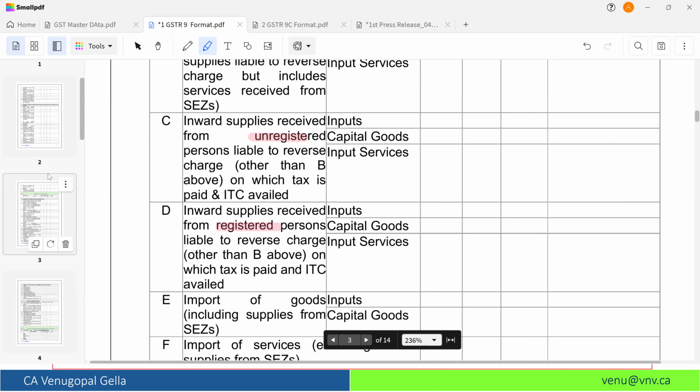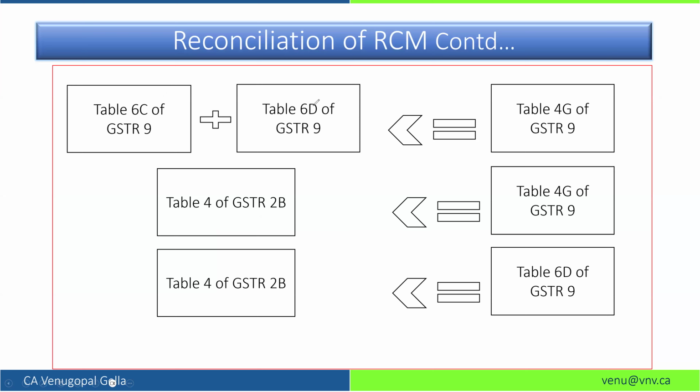But sir, many registered persons don't upload these values. So it will invariably be lesser than what we exactly have. So that is why if you see your 6C plus 6D, it cannot be lower than 2A or 2B. Your 2B will always be lower than 4G. My 4G should always be higher than the ITC that I have availed. So ये validation हमें करना पड़ेगा.